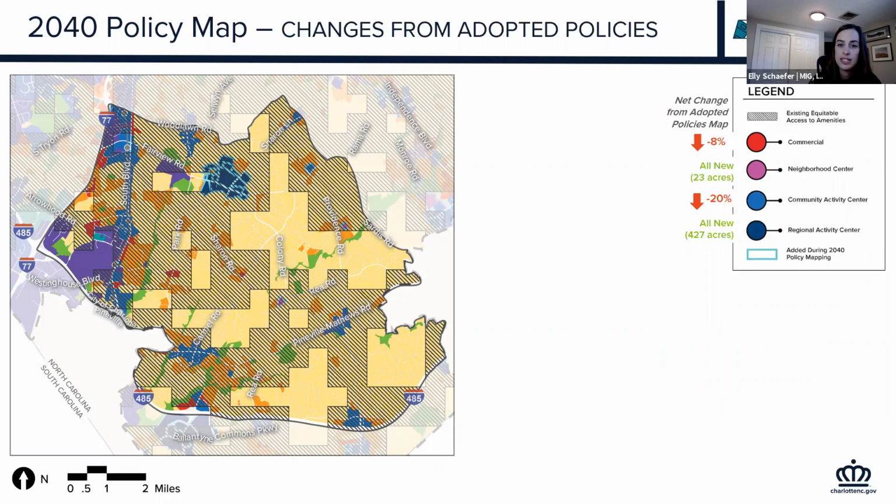So commercial and activity centers are place types that can help provide more access to amenities, as well as access to housing and jobs. Here you can see in red, pink, blue, and navy where these 4 place types are mapped. In some areas, these place types were already mapped based on the adopted policy map, and the areas highlighted in blue show additional areas or changes to those place types that were recommended as part of the 2040 policy map.